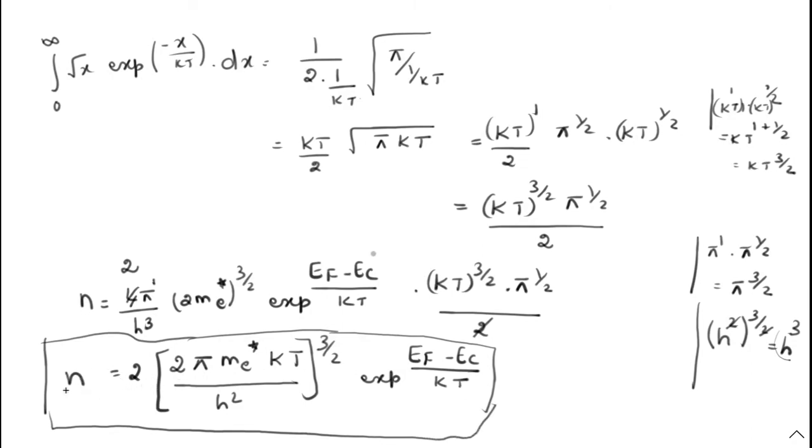Once again I will repeat, n is equal to 2 into 2 pi me star kT divided by h square whole power 3 by 2 and then exponential of EF minus EC divided by kT. So this is what our final result. Okay, thank you.